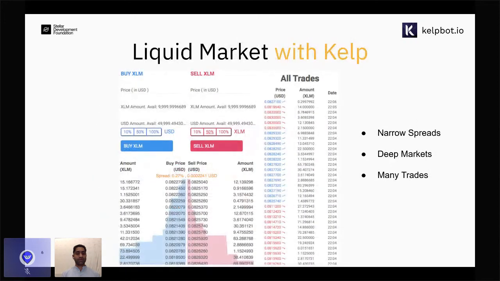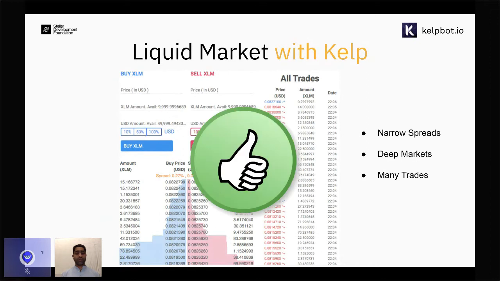So as you can see, the order book has a lot more trades, and there's narrower spreads, closer to 0.27% in this case. There's deeper markets, and as a result of that, there's many trades. So this is what a healthy market looks like.